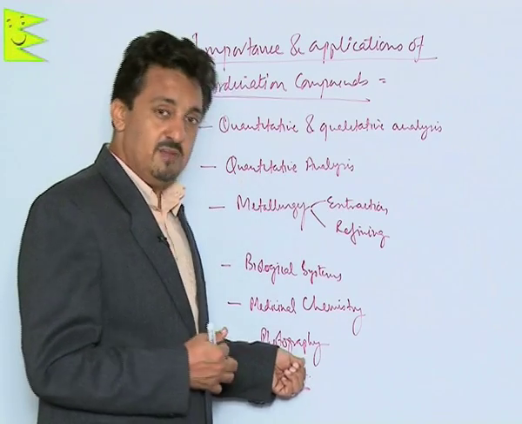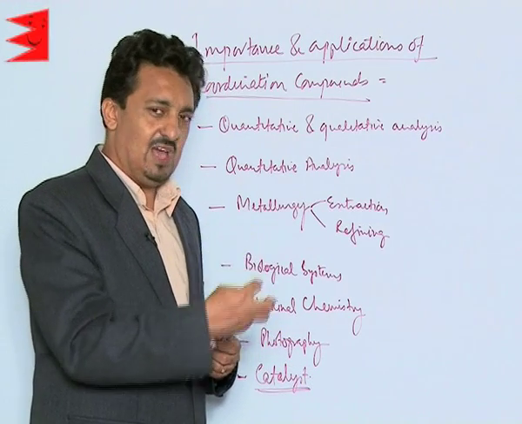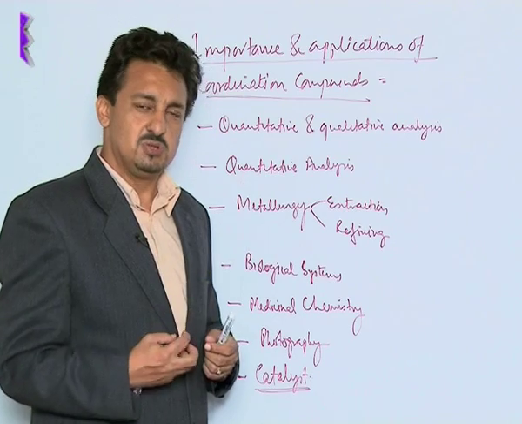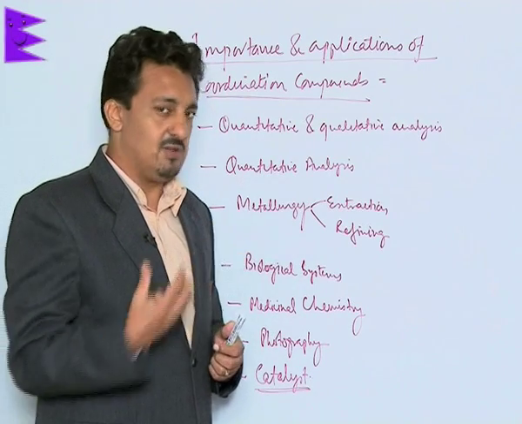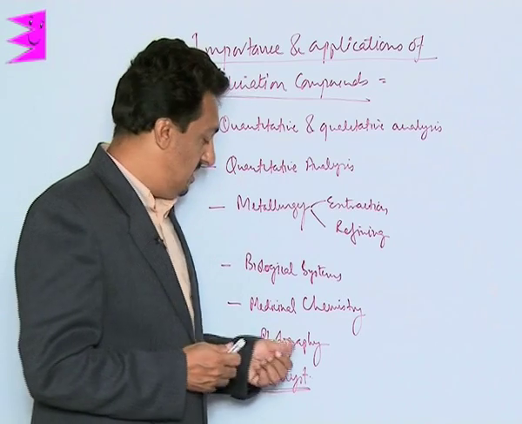In photography, we take out the unreduced silver bromide with the help of a thiosulfate hypo solution, which is taken out in the form of a soluble complex. So again, it has a lot of variety of use in photography.